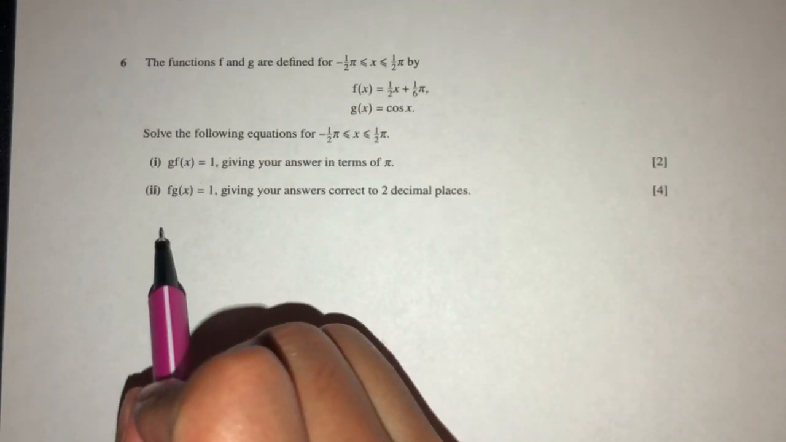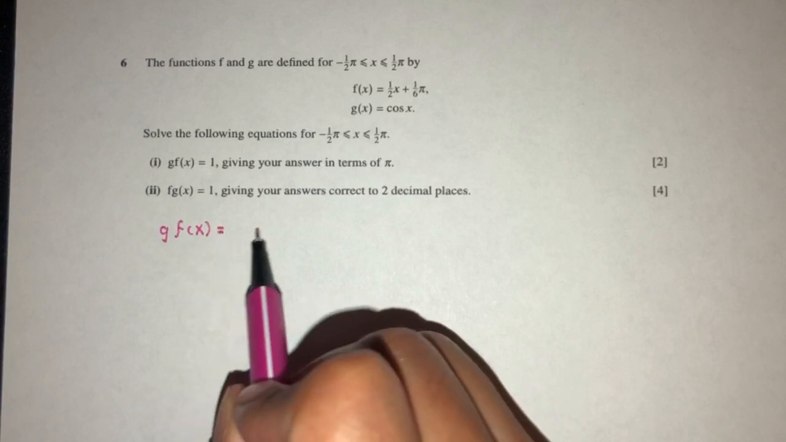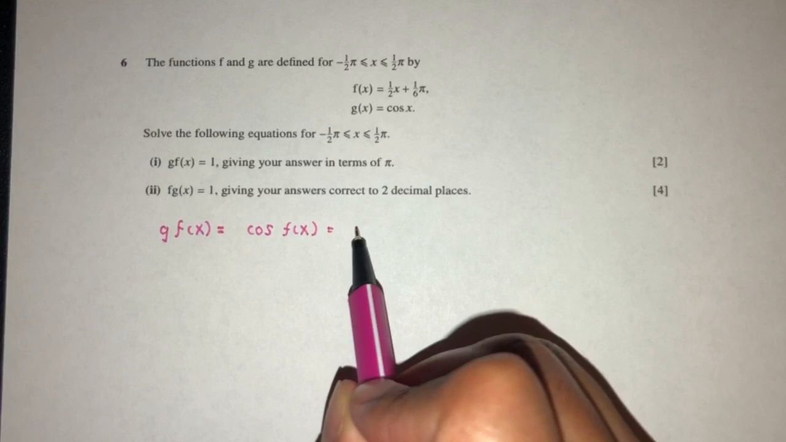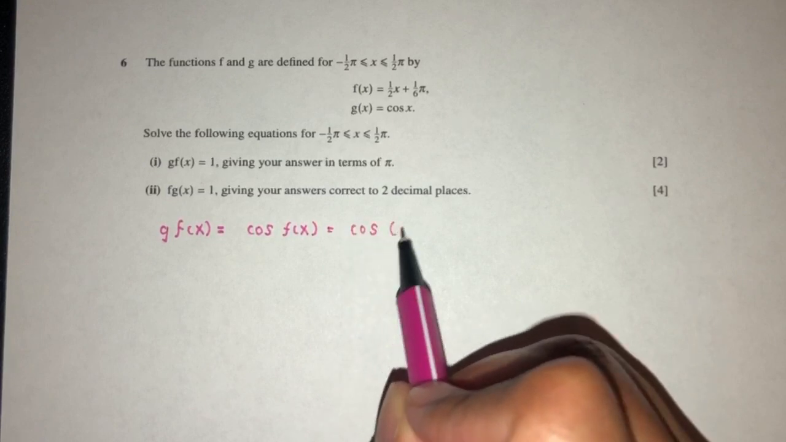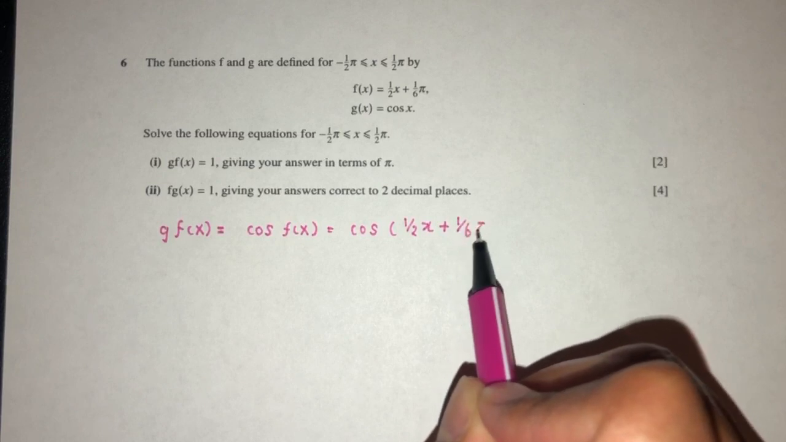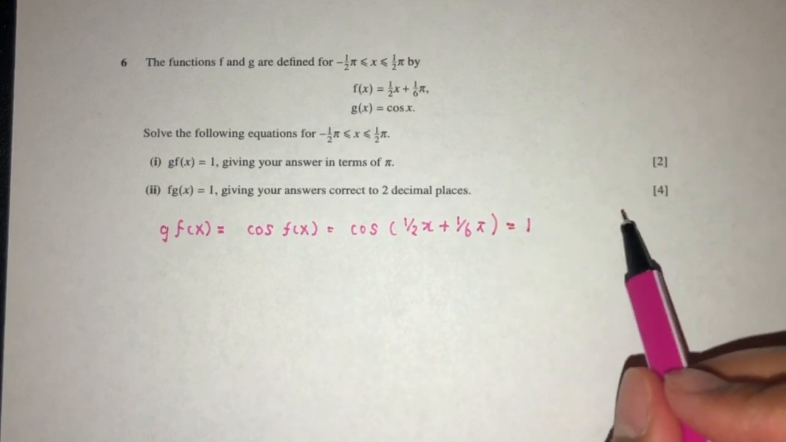So what is g of f of x? So g of f of x is actually cos of f of x, which is cos of half x plus 1 over 6. This is equal to 1. Now cos is positive.